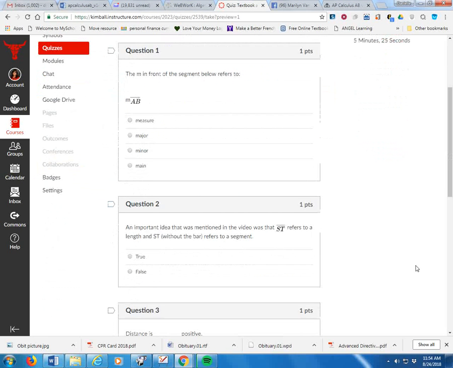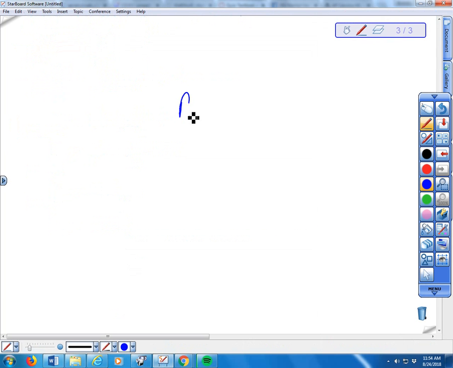So the M in front of the segment below refers to what? Measure, okay? And the difference between just this and the measure of AB, if I'm referring to segment AB, which is how I'd read this, then I'm talking about the physical segment from A to B. If I put the M in front of it, I want to know what is that measure.